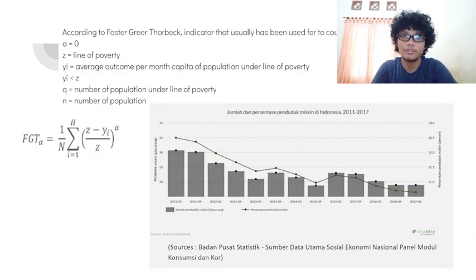According to the first degree Thorbecke, the indicator that has usually been used to count absolute poverty is this formula, with A as 0 and Z as the poverty line, and WI is the average outcome per month per capita of the population under the poverty line, Q as the number of population under the poverty line, and M as the number of population.